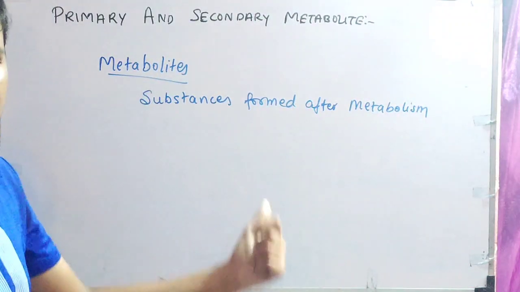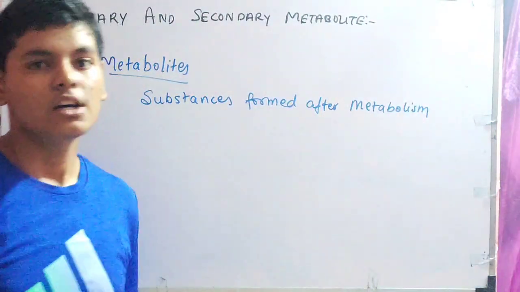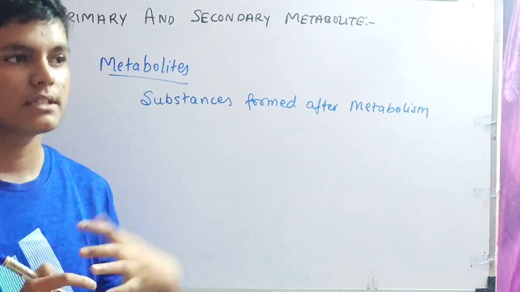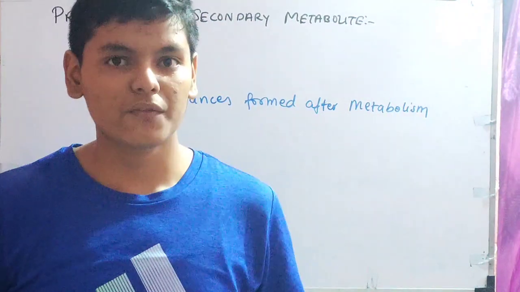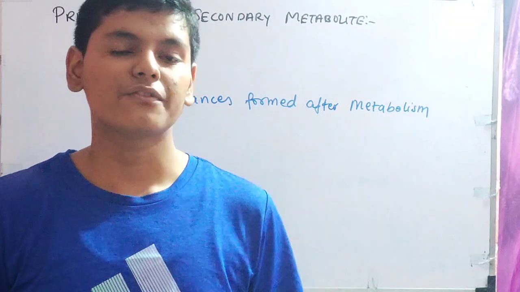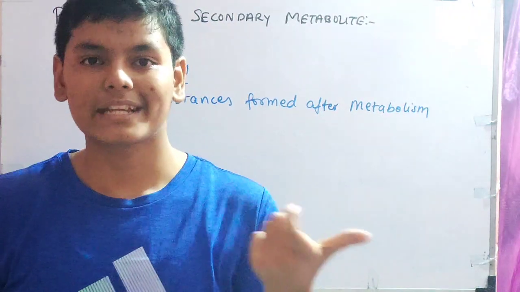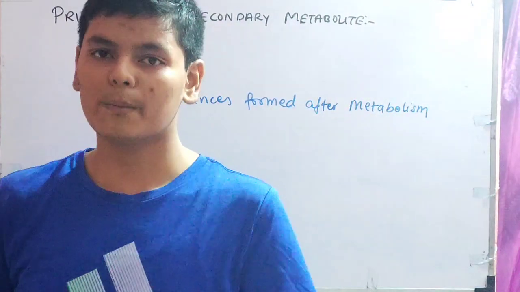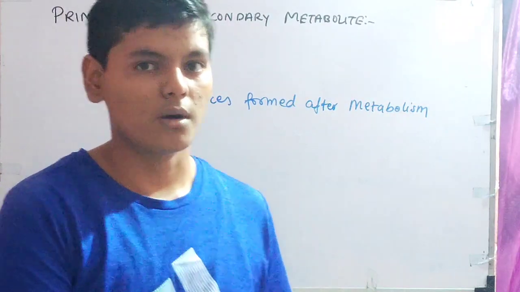Now these metabolites are of two types: primary metabolites and secondary metabolites. So we understood what is metabolism. The sum of breaking down and building up reactions is known as metabolism, or the sum of all the chemical activity inside the human body is known as metabolism. It is of two parts, catabolism and anabolism. Catabolism means breaking down of a larger component to a smaller component. Anabolism means building up larger components from their constituent smaller components.